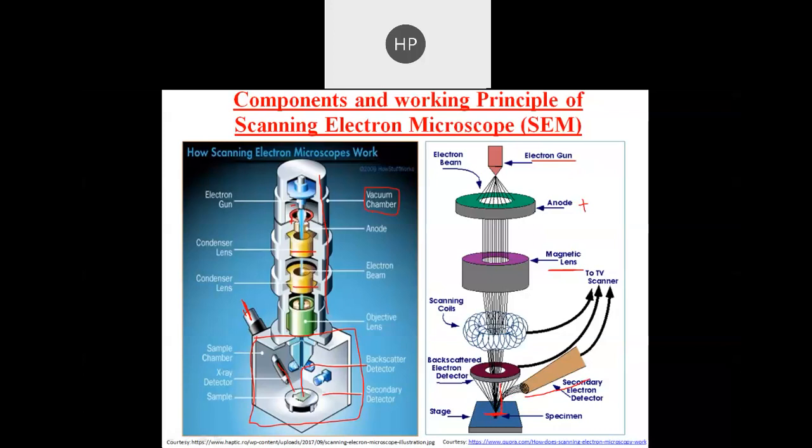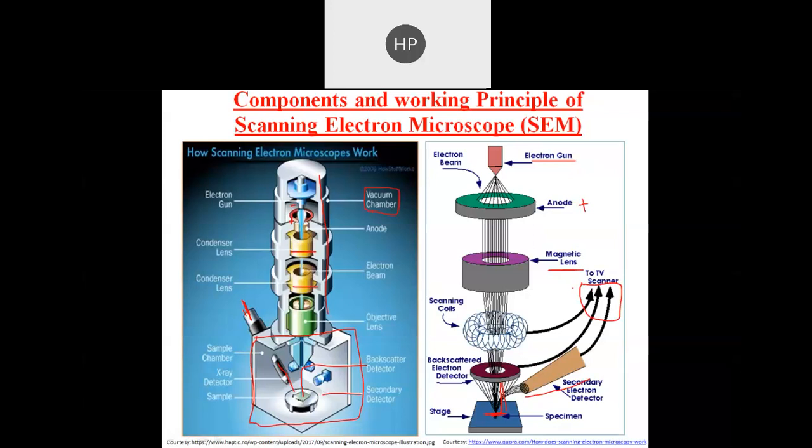Some electrons are deflected back, so that is the back scattered. So this is detected over here, and it will go through this here. In the same way we have some scanning coils, so through that one also some electrons will go, and we have this X-ray detector. So all of this will go to that TV or scanner.